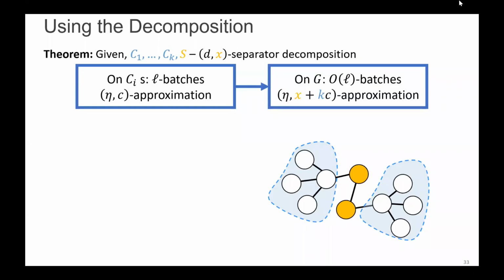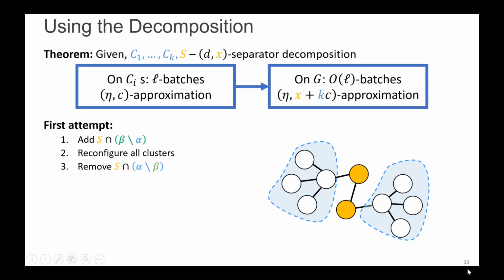So what we then show is that if you're given such a decomposition, and you know that there exists a good schedule for each cluster, this is the condition here on the left-hand side, which is actually a weak condition, then we can compute a good batch schedule for the whole graph to reconfigure from alpha to beta. And we just lose a bit in the parameters in terms of the size of the separator and the number of clusters. So let's try to prove this result. Let's look at a first attempt on how to solve it.